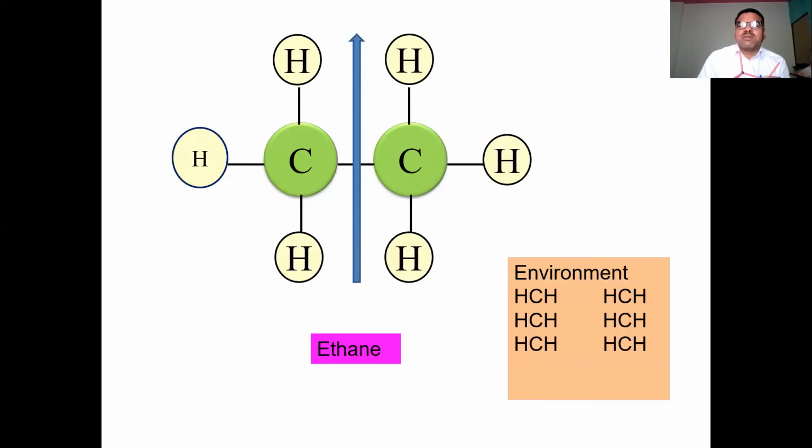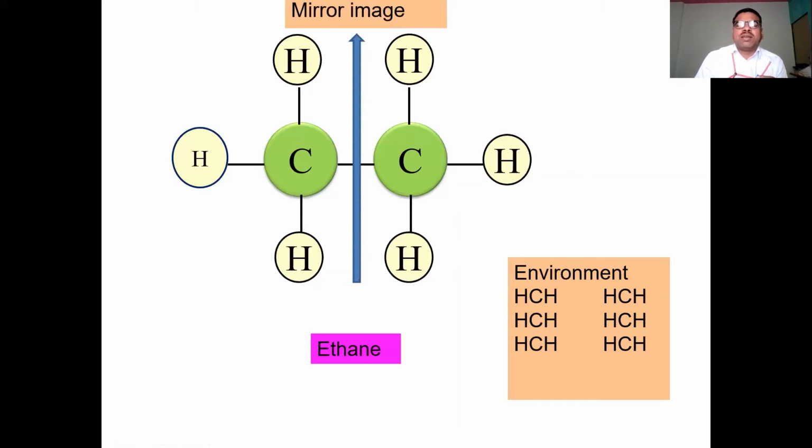If you look at the environment of each kind of proton, look at this carbon atom. So CH, HCH, HCH, HCH. Again we have HCH, HCH, HCH. It means there is no difference between any of the protons involved in this ethane. So ethane also contains six hydrogens that are all equal. Whatever six hydrogens are there, they are equal, and therefore they are called equivalent protons.